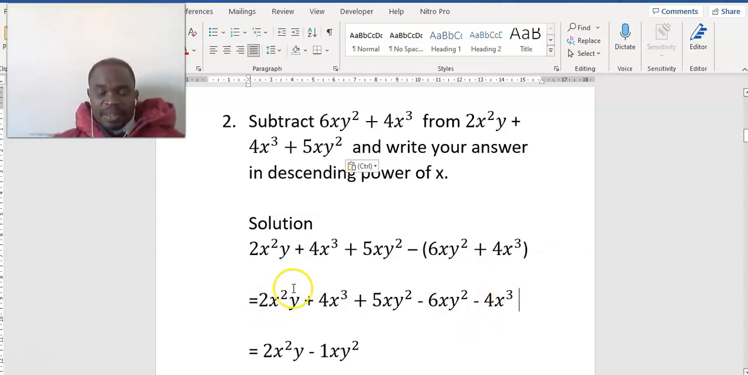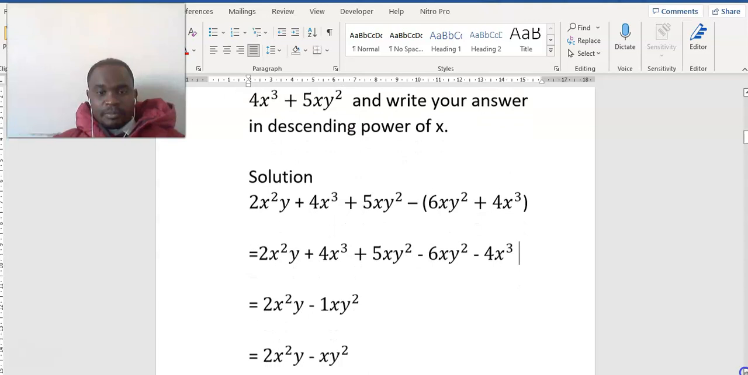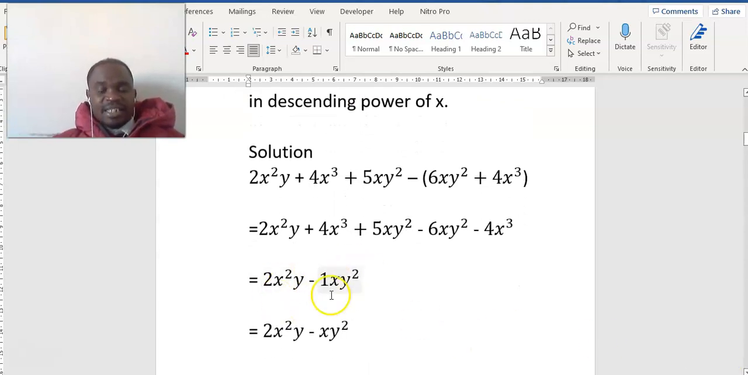So here this one doesn't have a like term. No. This one doesn't have a like term. Yes. So 4 minus 4 is what? 0. This and this are also like terms. So 5 minus 6 is what? Negative 1. Okay, so we need to write it nicely to look nice. So we have a 2x squared y minus, instead of writing 1, you write xy squared. There is 1 in front.